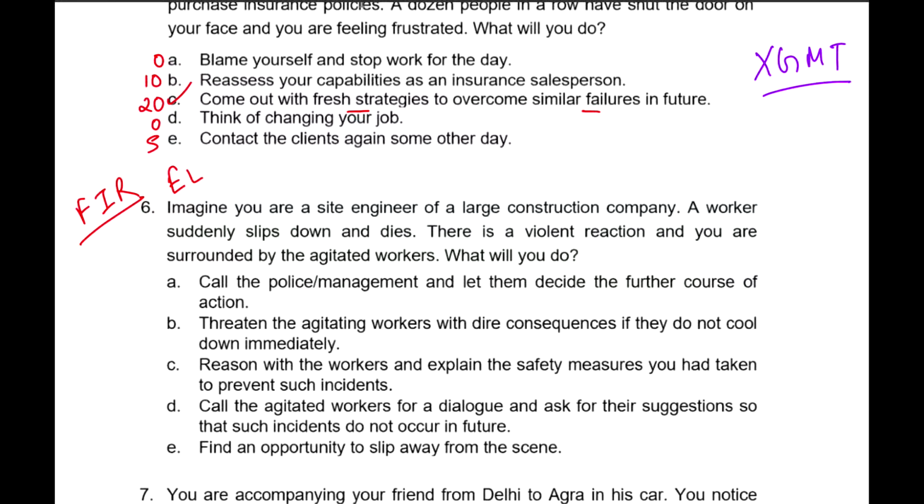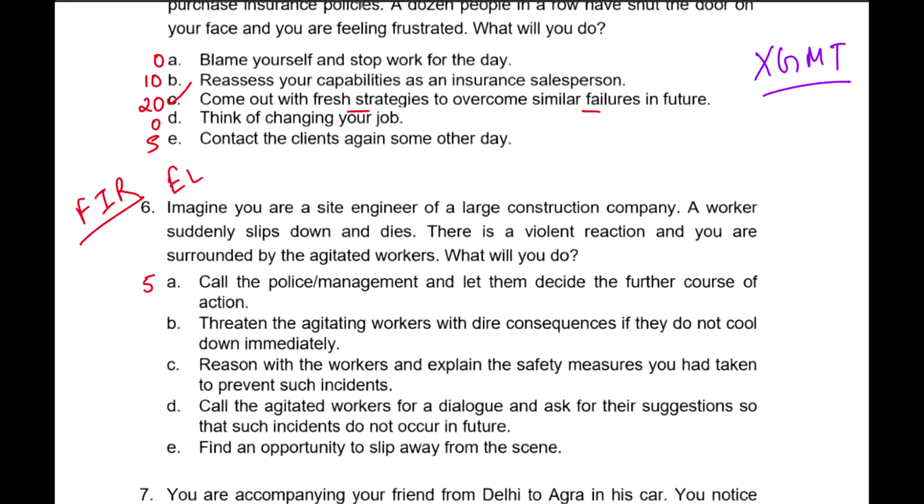It's very, very essential and you people will also be learning that in your B schools. So, tell me the answer. What should be the most suitable answer in this case? Let's examine the first option. Calling the police, management, and let them decide the further course of action. Well, this is sensible, quite sensible, but is it the best way possible? No. Why? Because we'll check the other options.